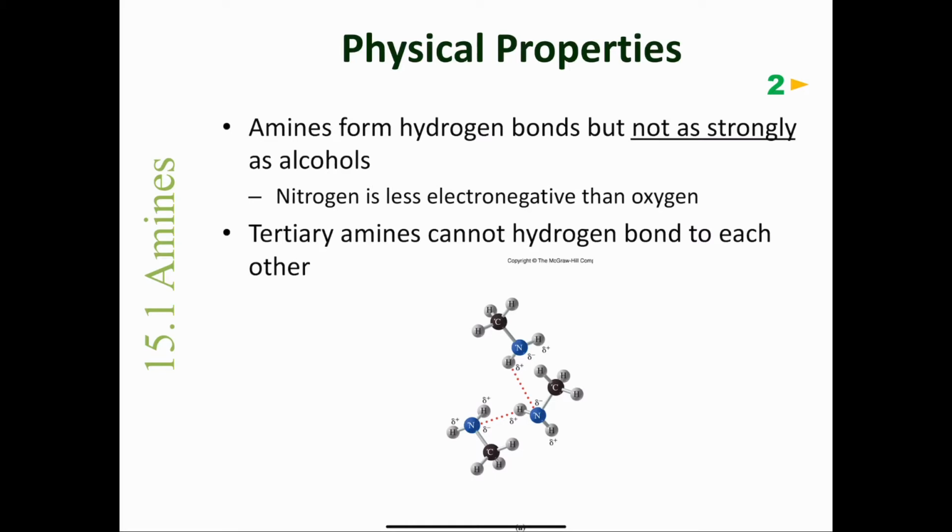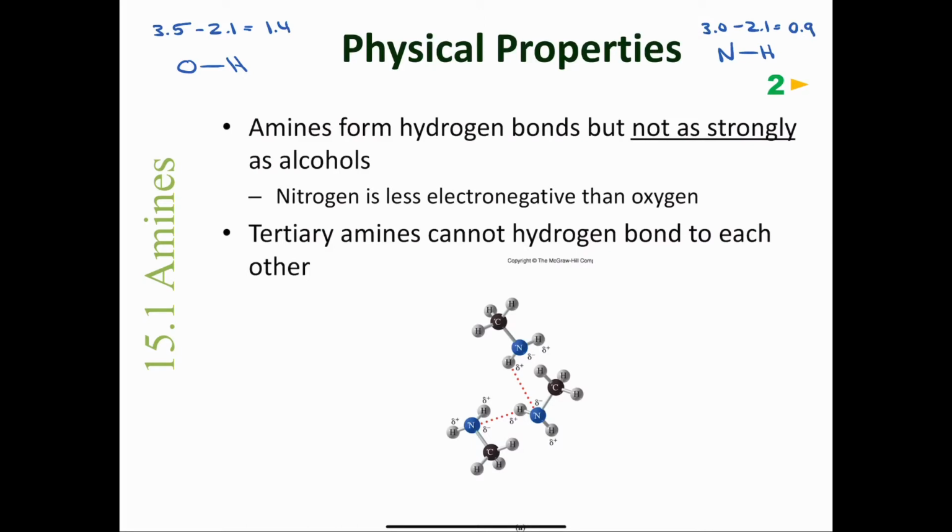So if I look at an oxygen-hydrogen bond, oxygen has an electronegativity of 3.5 and hydrogen has an electronegativity of 2.1. That's a difference of 1.4 units. If I compare the nitrogen-hydrogen bond, nitrogen has an electronegativity of 3 and hydrogen, of course, is 2.1. So it's just a smaller difference in electronegativity.